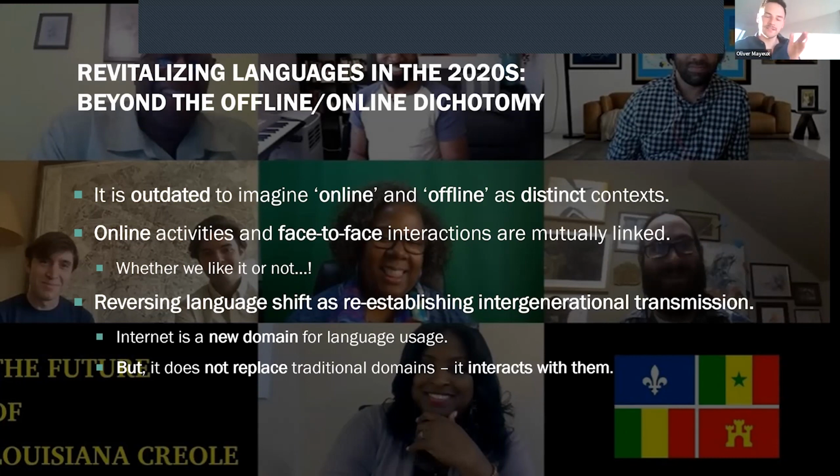But it does not replace the traditional domain. It does not replace the home, the family transmission. Instead, it's interacting with them. So I think our real task, if we want to think about the role of the internet in language revitalization, is to understand how to make sure that this interaction is really effective, how to make sure that when we're using social media or online resources, we're actually getting some kind of connections between traditional, older native speakers and younger excited activists and learners. How do we create a kind of energy that brings both of these groups together?